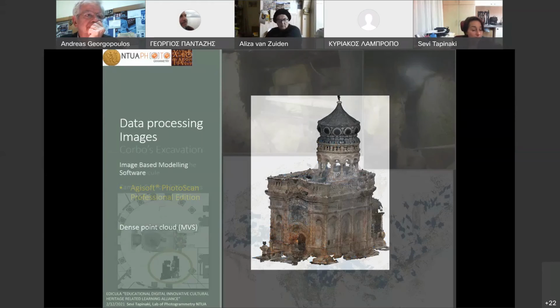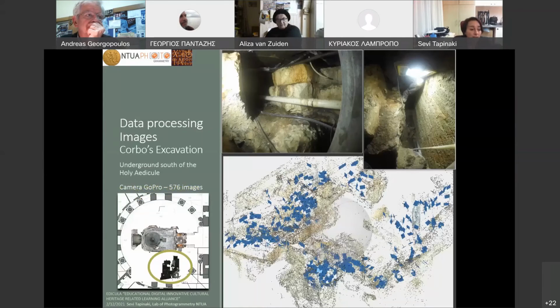Okay, and here is a view of oriented images acquired for the geometric documentation of the Kouvouklion excavation. It is a space underground near the Holy Edicula, south of the Holy Edicula. The space was very narrow and totally dark, and that's why we used an action camera there and this light projector that we can see in this image.